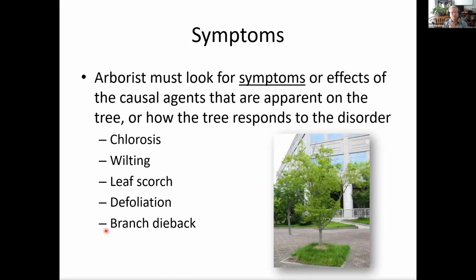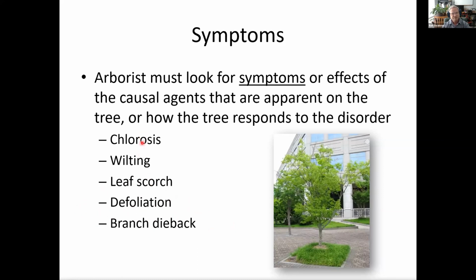So symptoms. Arborists must look for symptoms or effects of the causal agent that are apparent on the tree, or how the tree responds to the disorder. Things like chlorosis, wilting, leaf scorch, defoliation, branch dieback. Branch dieback could be caused from lack of soil area. It could be caused by soil compaction. It could be caused by, as we saw earlier, freeze damage. Defoliation can be caused by insects. It can be caused by hail damage. It could be caused by heat.